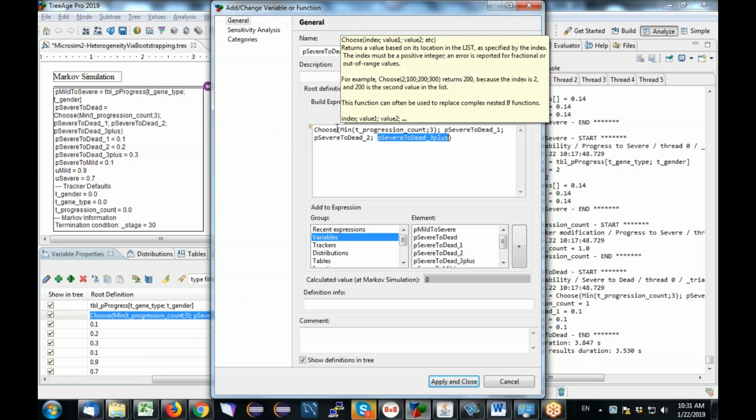So basically, with choose, the first argument always returns a positive integer, 1, 2, or 3. If it returns 1, you'll get this one. If it returns 2, you'll get this one. If it returns 3, you'll get this one. So it's almost like a little table lookup, but it gives you the ability to have actual parameters that you could run sensitivity analysis on, whereas a table just has numbers in it.